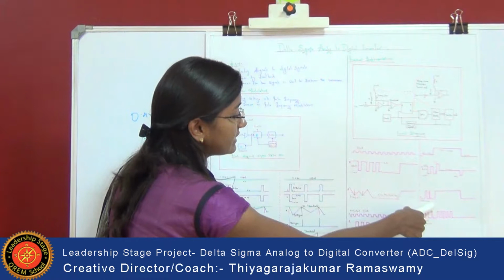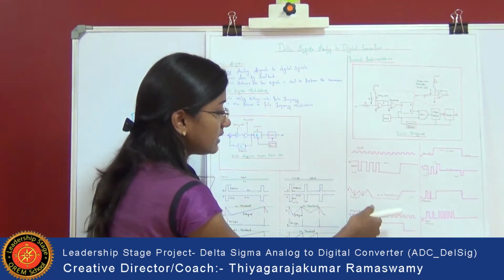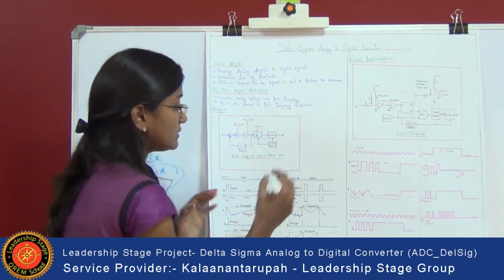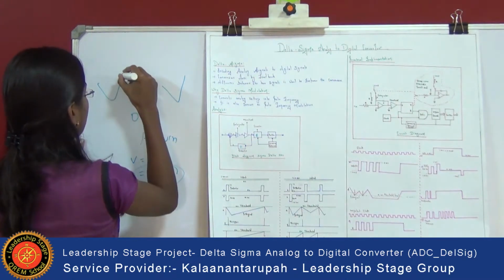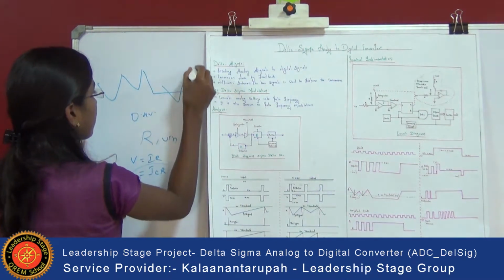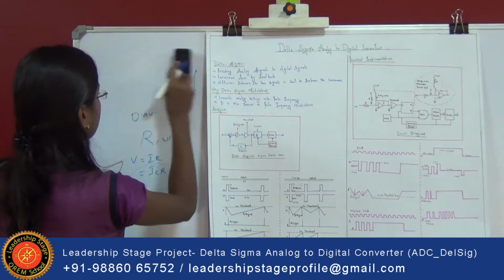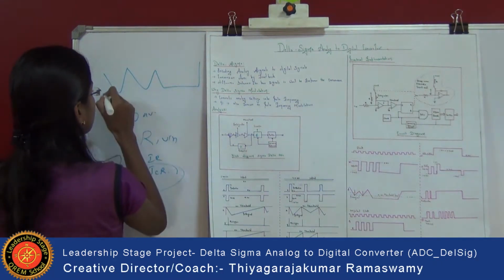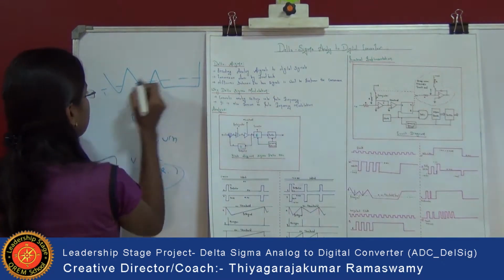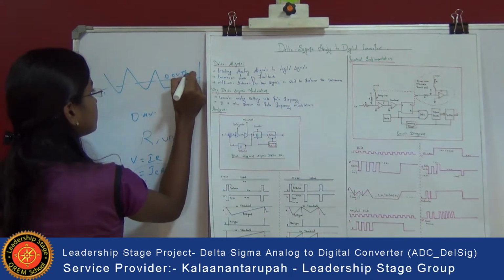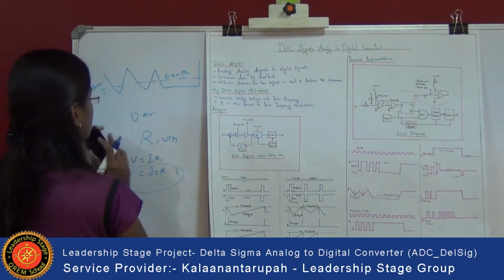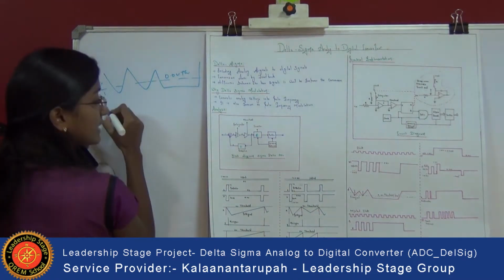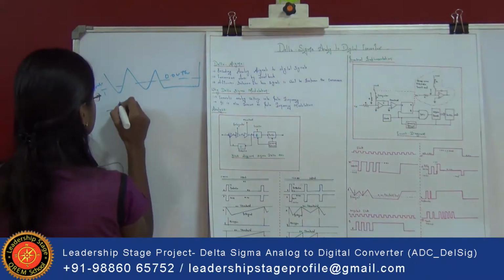Next, coming to the comparator. The comparator is nothing but it compares with this integral. So this is the integral output, where it passes below the threshold voltage. Next, we are going to see the comparator. The comparator output is like this.